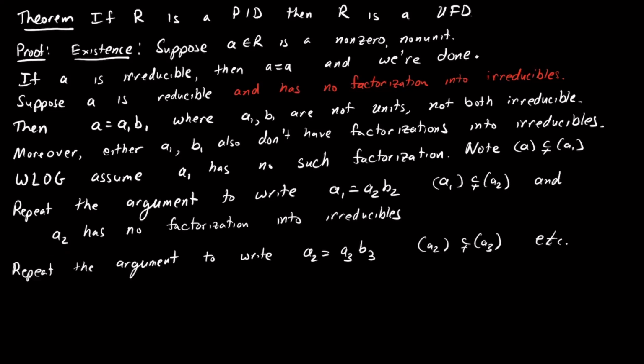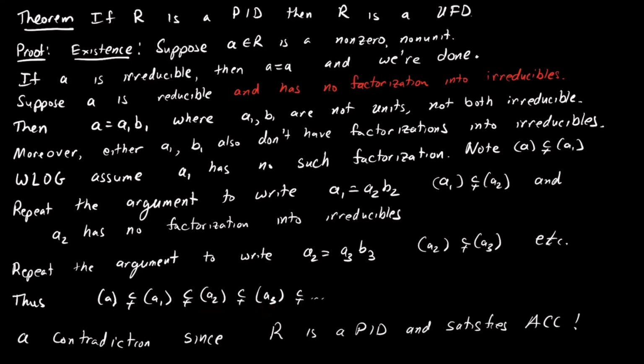Okay, so then I'll take A2 and I'll write it as A3 times B3, and I'll repeat the same argument and get that the ideal generated by A2 is properly contained in the ideal generated by A3, and I'll just keep continuing this way. I'll always pick the factor that can't be written as a product of irreducibles and factor that down. Okay, what does that give me? That gives me an ascending chain of ideals. I have that this ideal is properly contained in this ideal, which is properly contained in this ideal, and so on. But what's the problem here? This is a contradiction since R is a PID and it satisfies the ascending chain condition.